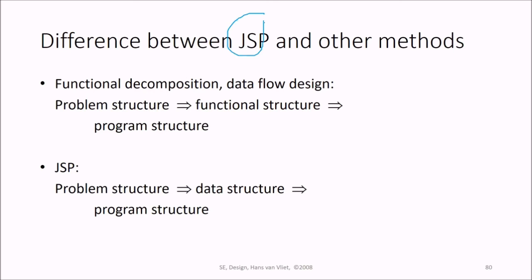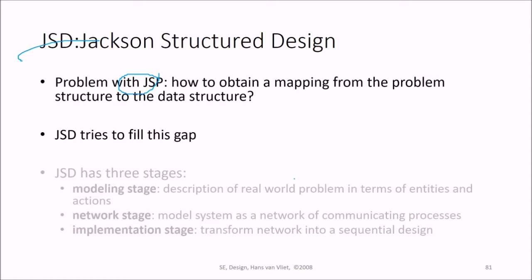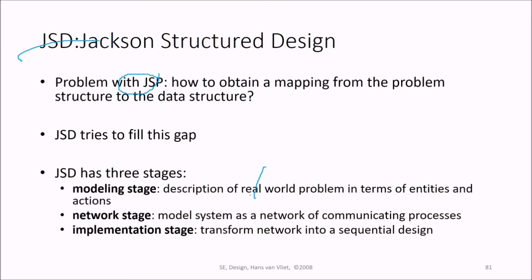The difference between JSP and other methods is in functional decomposition and data flow design. The problem structure is the functional structure, then we come to the program structure. In JSP, from the problem structure we go to the data structure, and then we come to the program structure. JSD, that is Jackson's System Development. The problem with JSP is how to obtain a mapping from the problem structure to the data structure. So JSD actually tries to fill this gap. JSD has three stages.